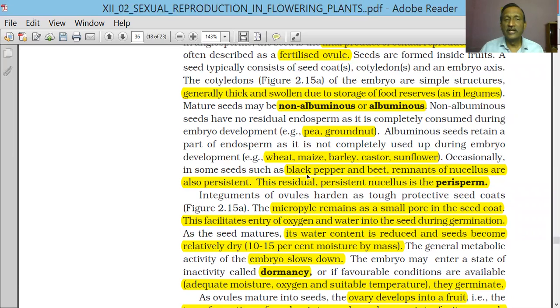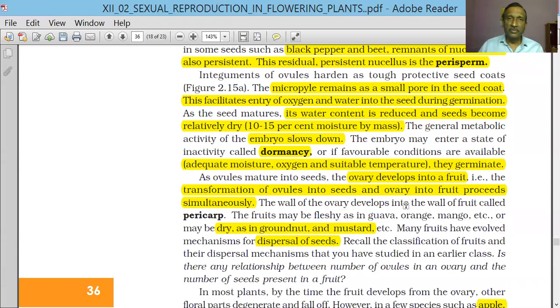Occasionally, in some seeds like black pepper, that's a very important line, the nucellus is found even after maturity. Such a persistent nucellus is called perisperm. Here sperm is used for the seed, and peri is the surrounding, that is, the surrounding part of the seed. As we already studied, the nucellus is found outside the embryo sac.